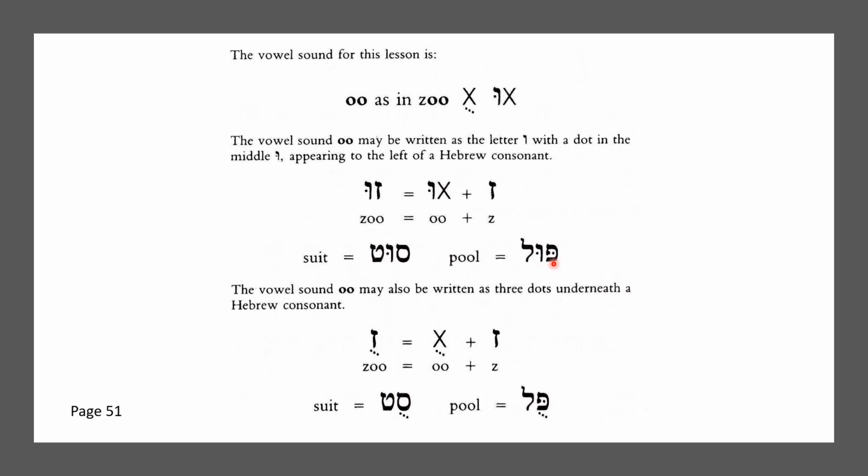So here we have pool, or we have suit. Okay, so the vowel sound oo may also be written as three dots underneath, so that same thing, zoo, pool, and suit. Okay, so kind of look this over a little bit, spend some time with it, get familiar with the looks of the two vowels for the oo sound.